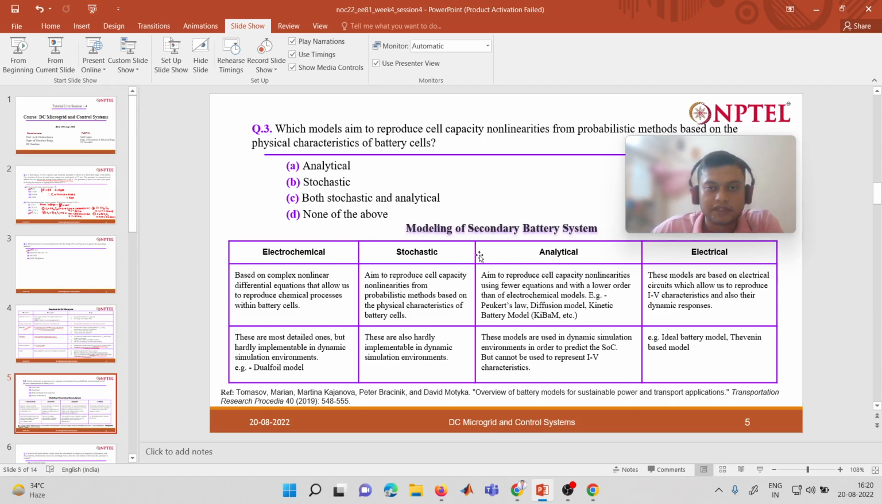I have also given this table which tells about the important models of modeling of secondary battery systems: electrochemical, stochastic, analytical, and electrical. There are thousands of models you can find for batteries, but these are the most typical ones we generally see. Depending upon the applications, modeling of battery systems is done.